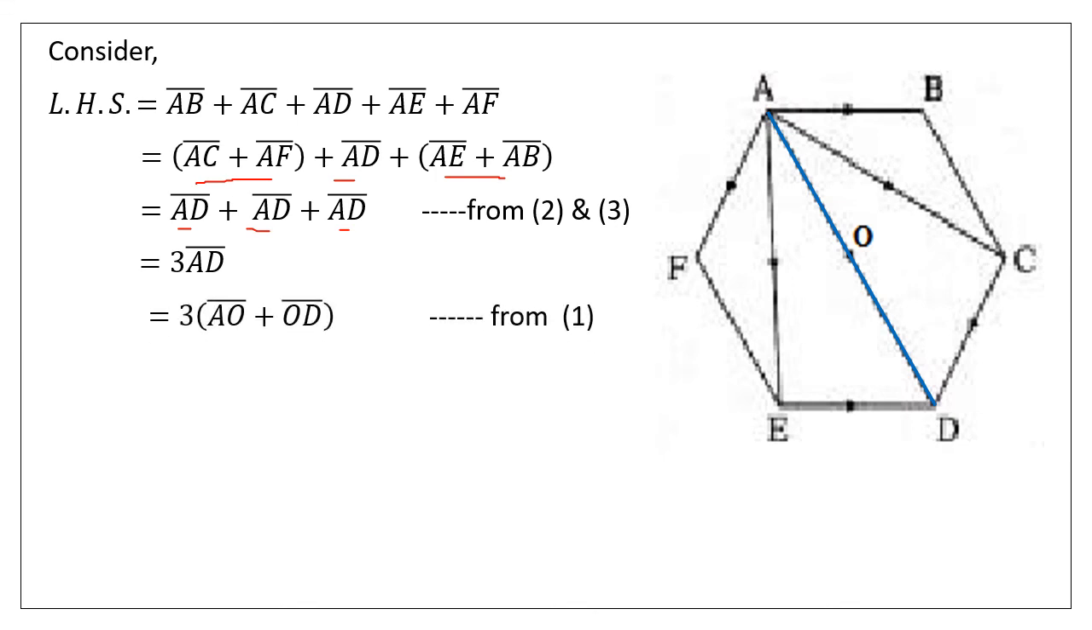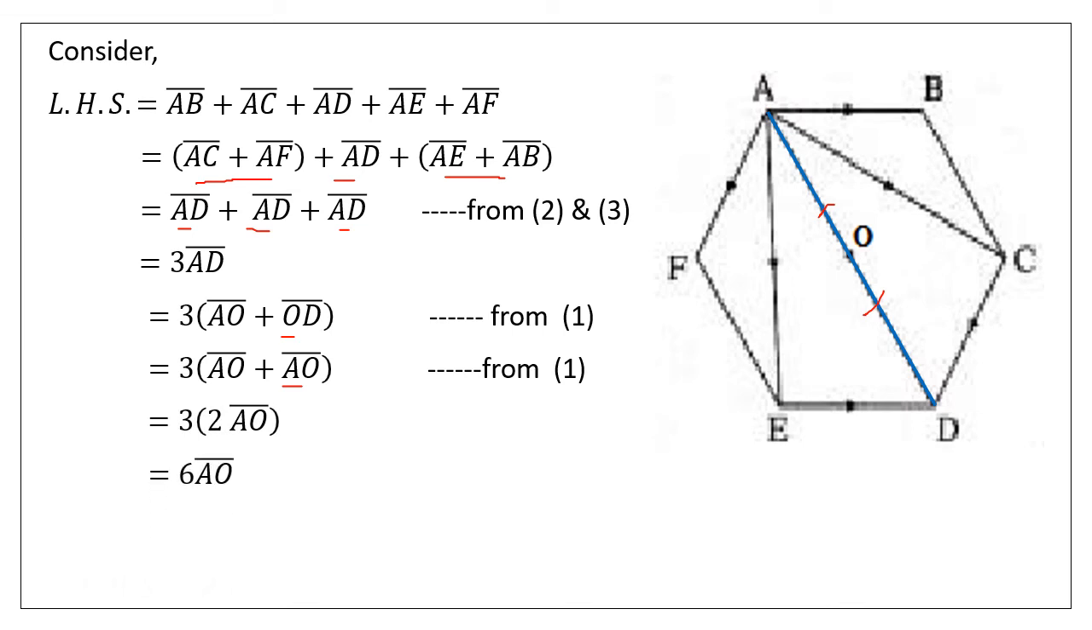Now we know student, AD bar equals AO bar plus OD bar from 1. So OD bar we can write as AO bar. So AO bar plus AO bar gives us 2 times AO bar, into this 3 as it is. So 3 twos are 6 AO bar we have, which is equal to RHS. Hence proved.